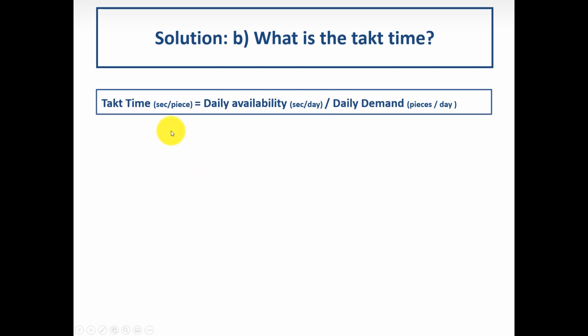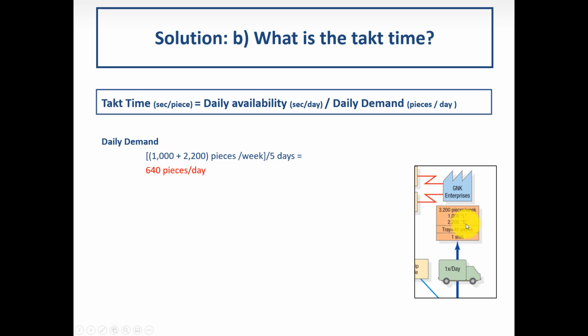So let's do it. Daily demand, we learned that we have 1,000 plus 2,200 pieces. Remember, these are the L and the S shape. Yes, it's okay to add them up, although they have a different shape, because we treat them as equal, because they just follow the same process steps. We divide it by the number of days in which we are operating during a week, and we have our daily demand expressed as 640 pieces a day. This is what is demanded.